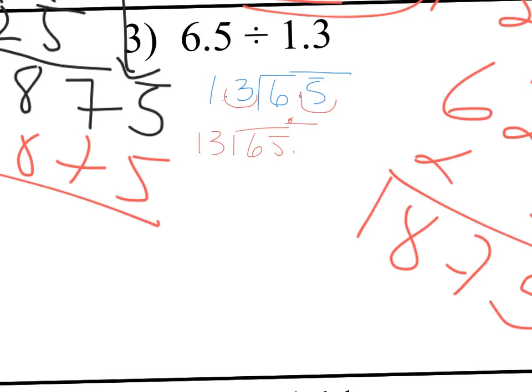So how many times is 13 going into 65? Well, that's going to be 5 times. 5 times 3 is 15. 5 times 1 is 5 plus 1 is 6. So it works out evenly. 5 times.